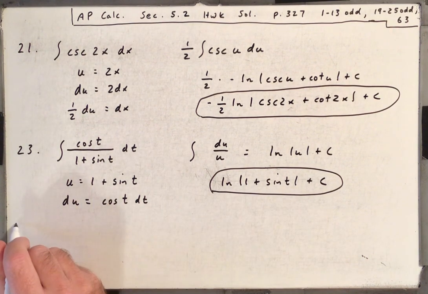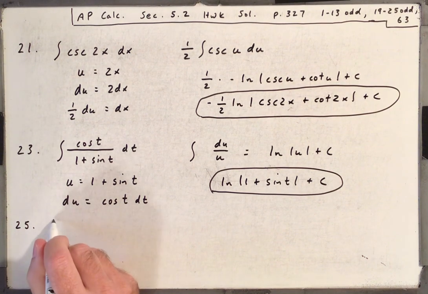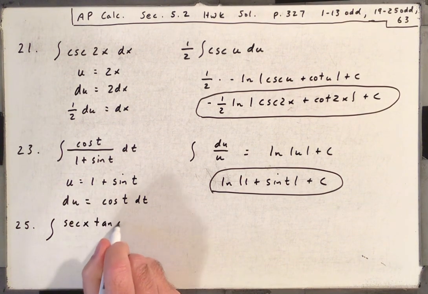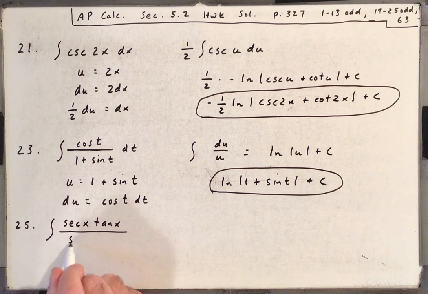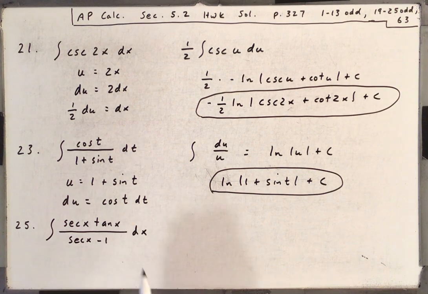Okay, let's see if I can fit 25 on the board here. Maybe making a mistake. Let's say we've got secant x tangent x over secant x minus 1 dx.